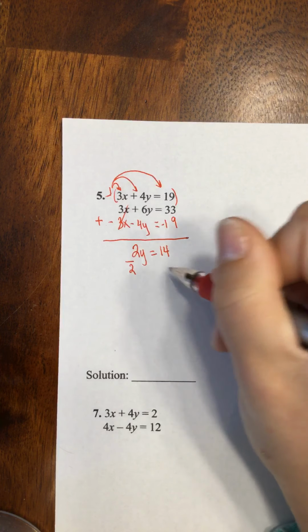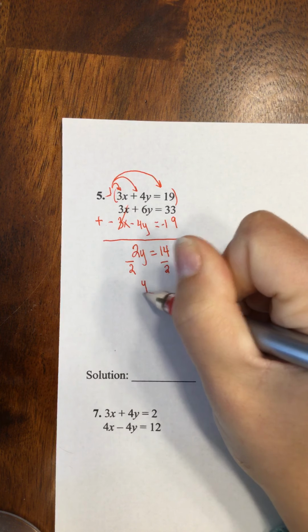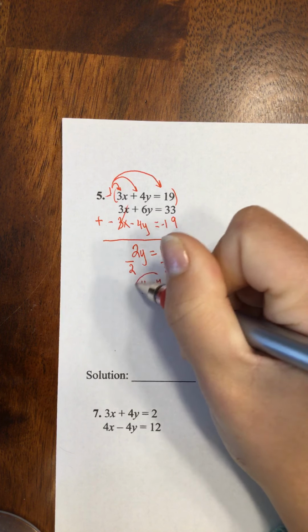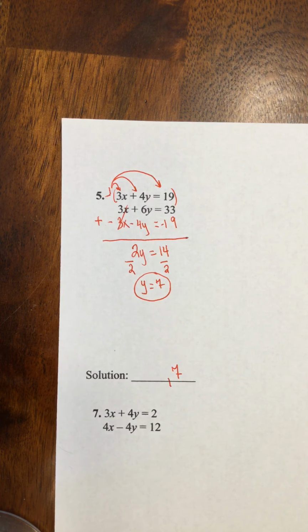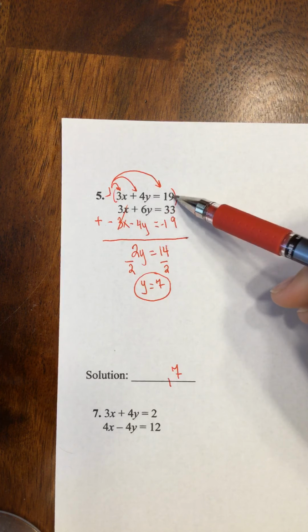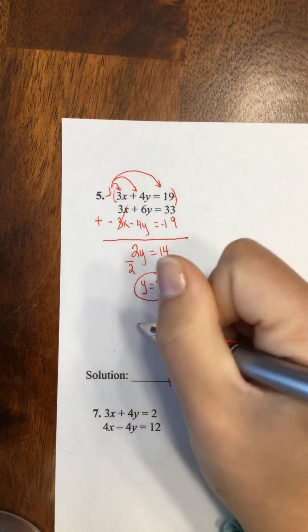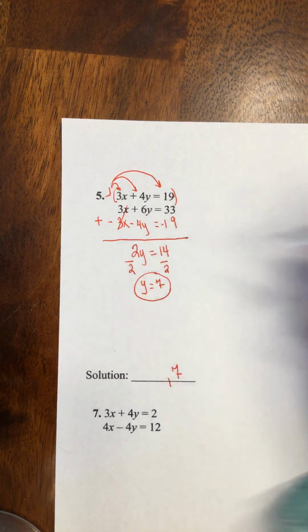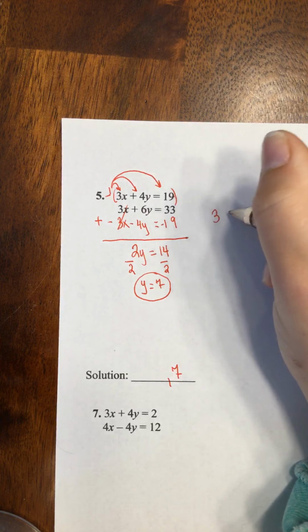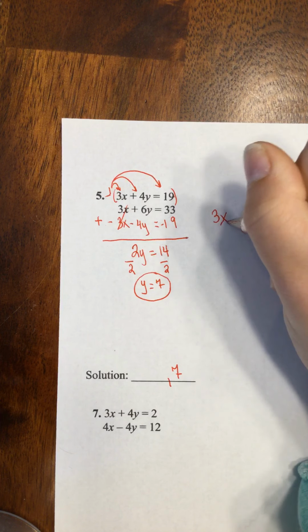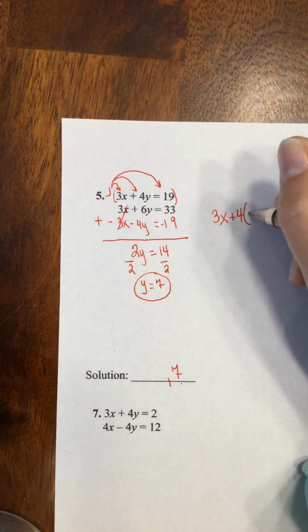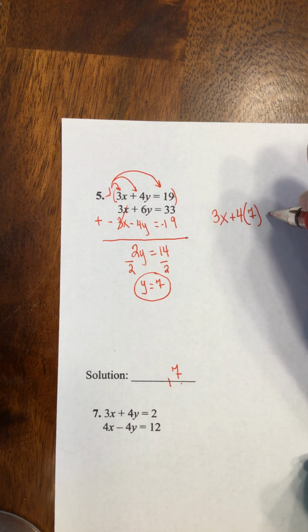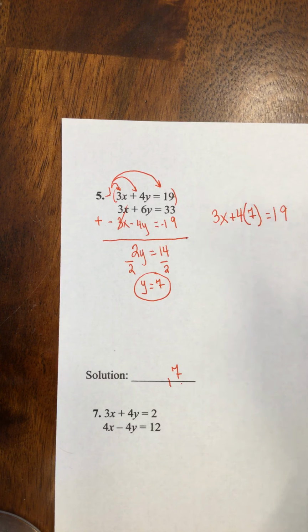Divide by 2. Y equals 7. So now I have my y. I'm going to have to plug in order to find my x. So I'm going to go ahead and plug into the top one. And I'm going to have 3x plus 4 parentheses 7 equals 19.